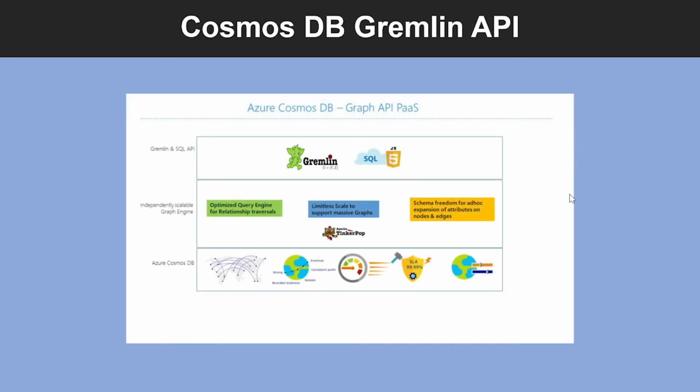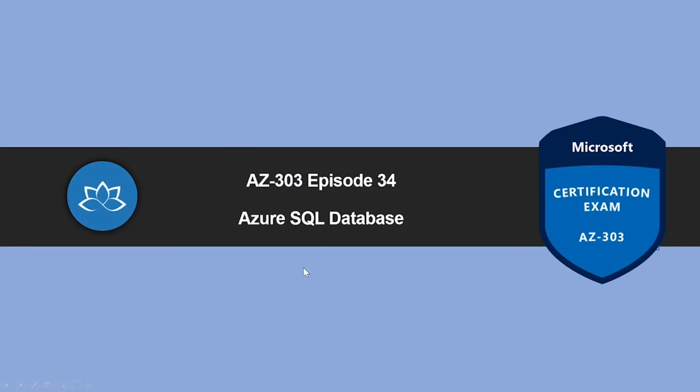Now let us look into the Azure Cosmos DB Gremlin API. Azure Cosmos DB is a multi-model database and supports document, key-value, graph, and column-family data models. The Azure Cosmos DB Gremlin API is used to store and operate on graph data on a fully managed database service designed for any scale. That concludes the Azure Cosmos DB lesson.